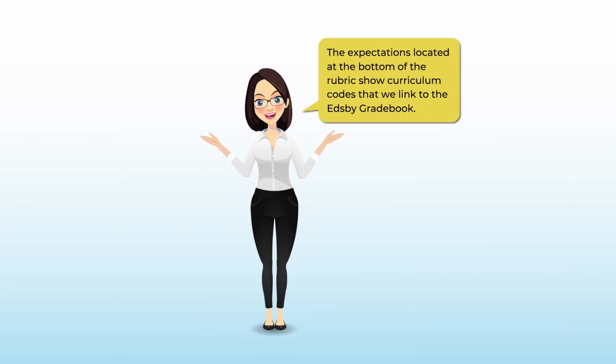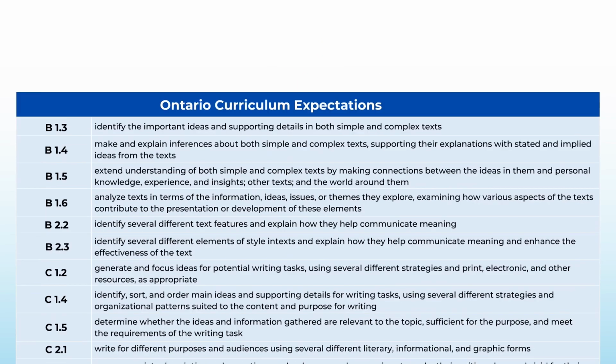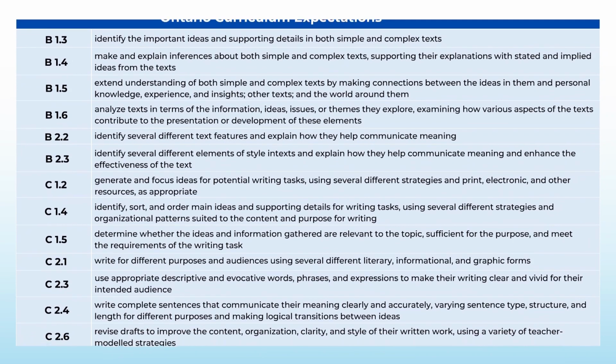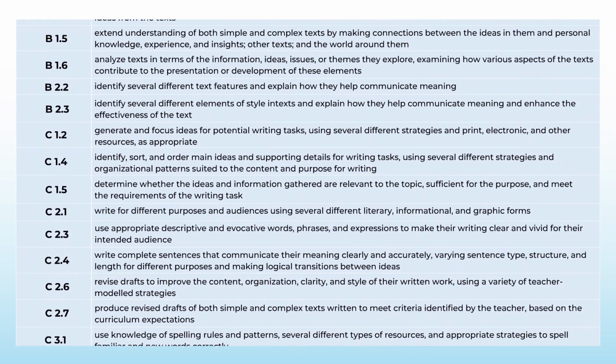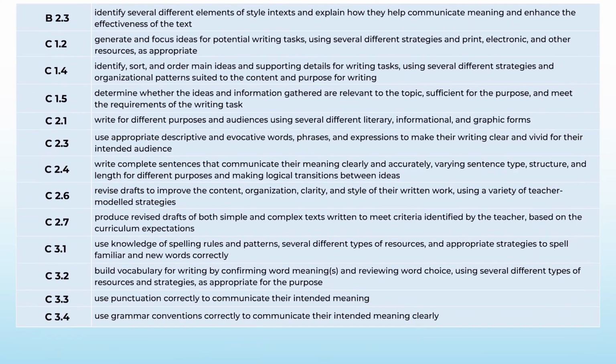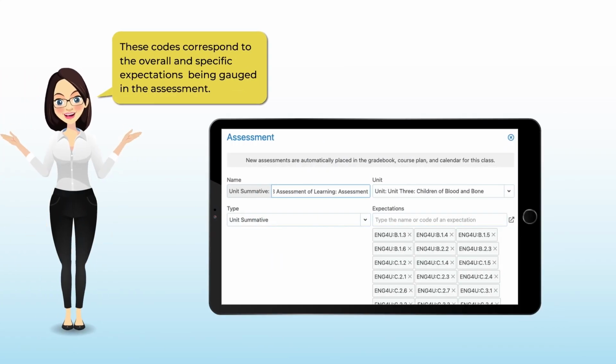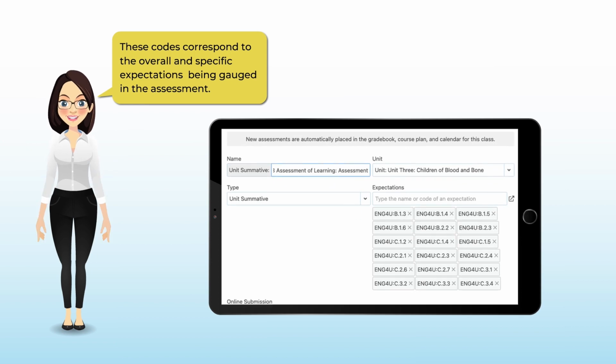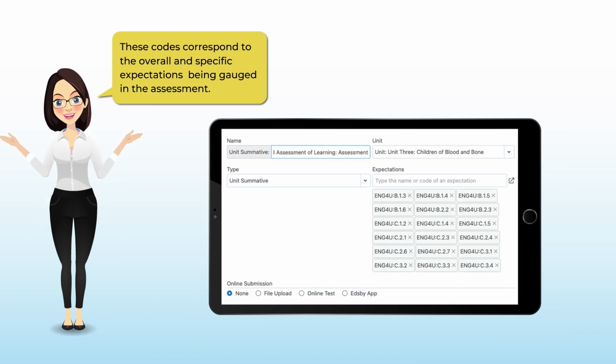The expectations located at the bottom of the rubric show curriculum codes that we link to the EDSB gradebook. These codes correspond to the overall and specific expectations being gauged in the assessment.